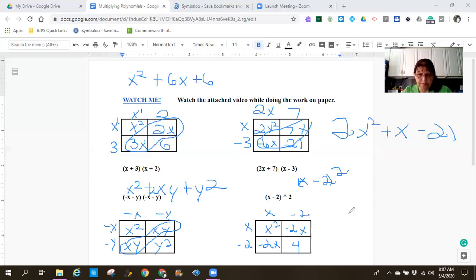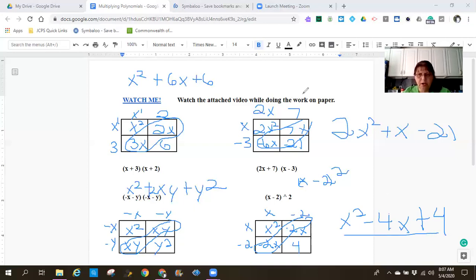So my quadratic is X squared. I have to combine my 2 negatives. So a negative plus a negative is going to give me -4X plus 4. All right, and there's my quadratic for this one.